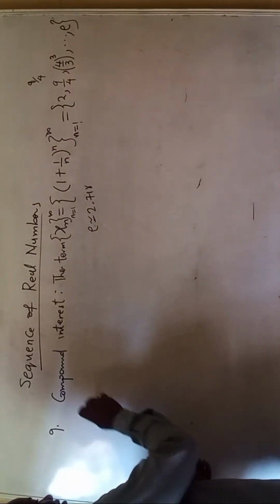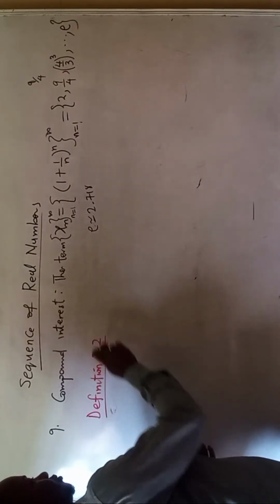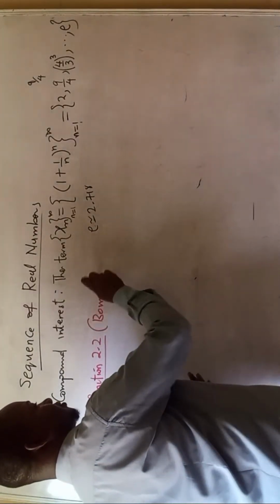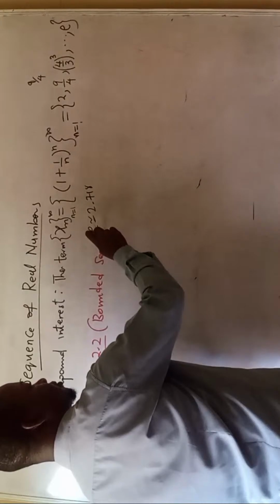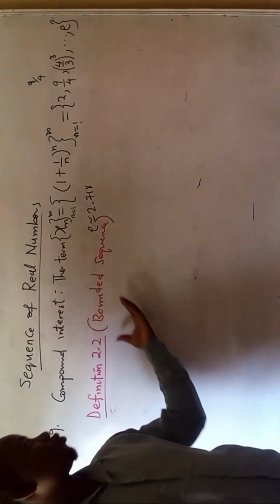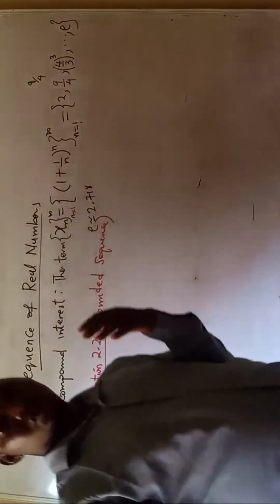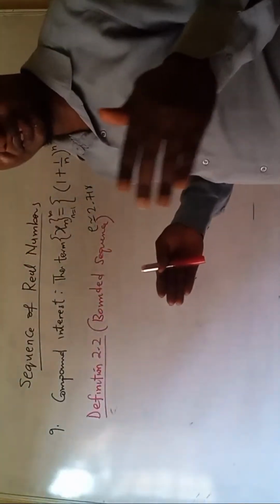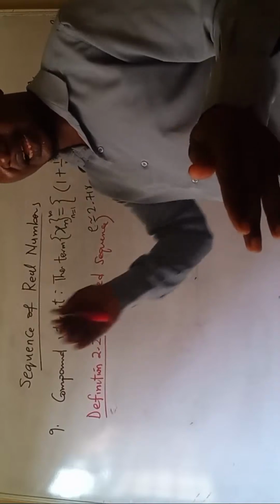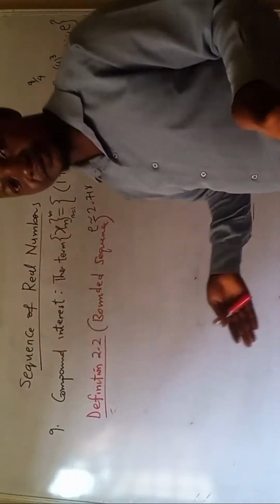So we'll refer to this as Definition 2.2. What we're about to talk about is bounded sequences. Before we talk about the bounded sequence, we'll talk about two notions. When we say bounded, it means something that is bounded above and below. It has a beginning and it has an end. That is bounded.